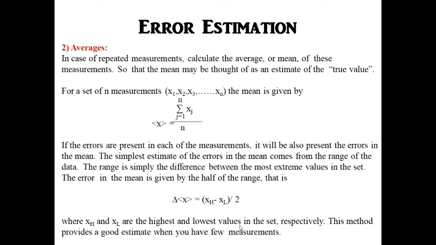X_H and X_L are the highest and lowest values in the set respectively. This method provides a good estimate when you have few measurements, less than 10 or less than 15. This method will be very good.